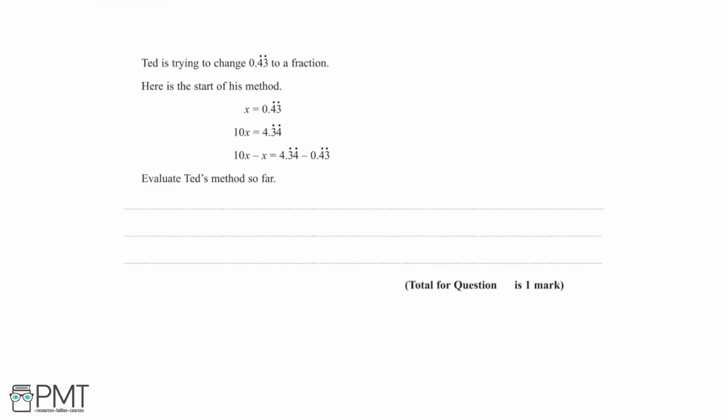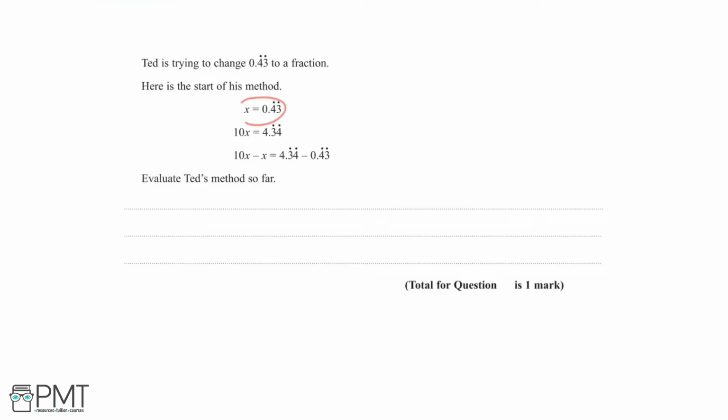In this question, we're told that Ted is trying to change 0.43 recurring to a fraction, and we're given the start of his method. Ted says that x is equal to 0.43 recurring, and therefore 10x is equal to 4.34 recurring. He then says that 10x take away x is equal to 4.34 recurring, take away 0.43 recurring. And we need to evaluate Ted's method so far.